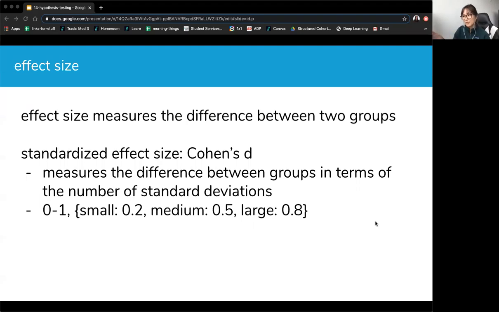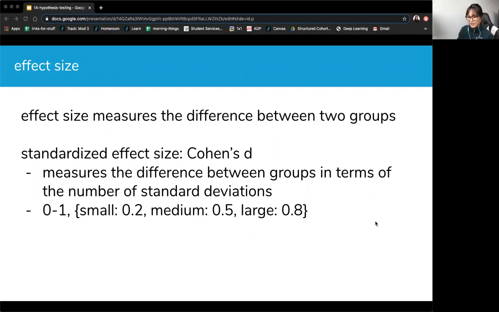And I'll talk about an example really quick after I talk about this next part, which is that it's measured from 0 to 1. And just by guidelines, a small effect size is 0.2, medium 0.5, large 0.8. Those are just numbers that people usually go off of. But of course it does depend on context, whether an effect size is big or not. So effect size measures the difference between two groups in terms of the number of standard deviations. So what that means is, let's say we're measuring test scores.